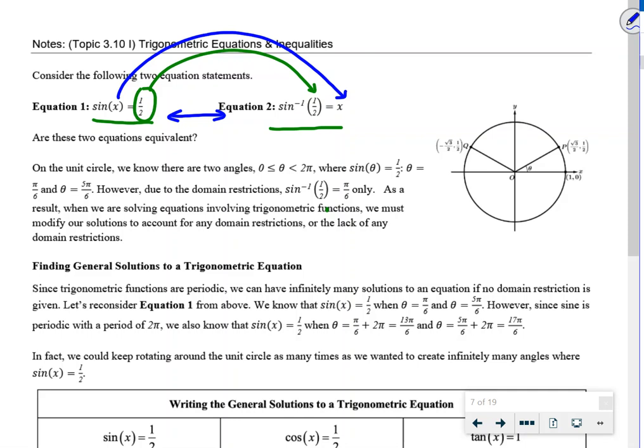When you think about finding sine of x equal to 1 over 2, yes, sine of an angle equal to 1 over 2, then you're getting 1 over 2 from the first quadrant and 1 over 2 from the second quadrant. So actually there are two answers, theta or x equal to pi over 6 or 5 pi over 6.